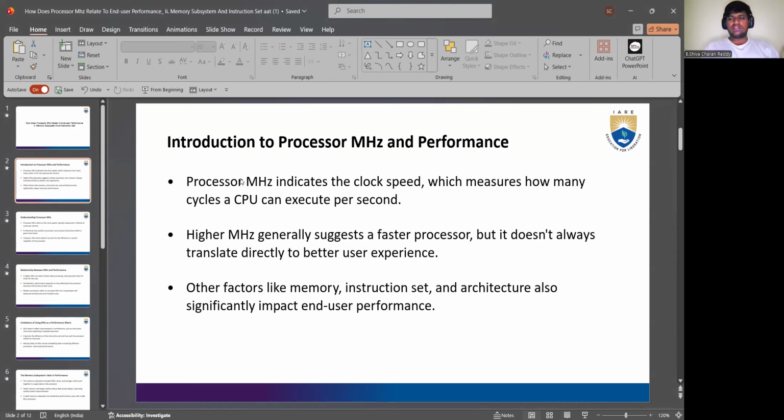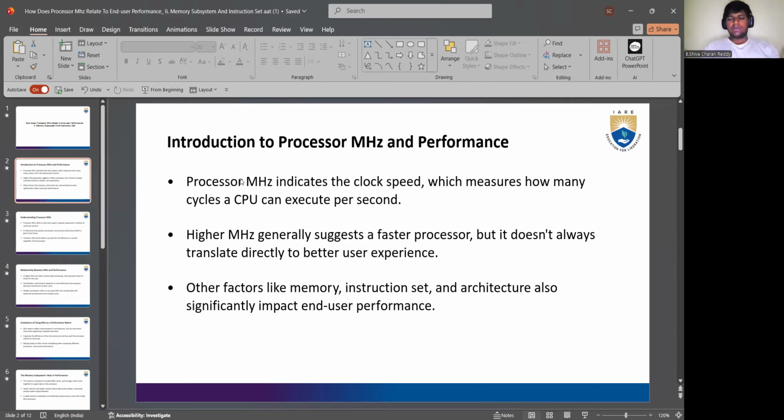So this processor megahertz, MHz, indicates the clock speed, like how many cycles the CPU can execute per second. It may not directly be how many cycles it will run, which will be determined by the task we are running, but it is the theoretical value of how many cycles execute per second.